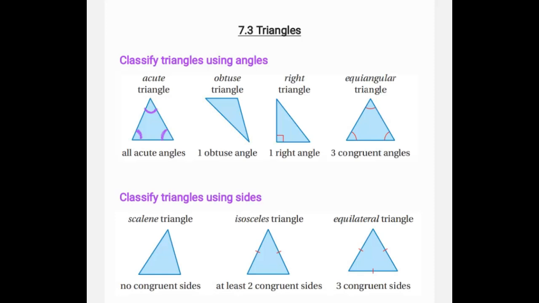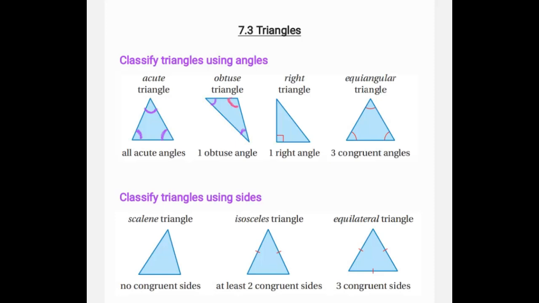The second triangle is called an obtuse triangle. As previously in 7.1, the definition of obtuse is anything that is greater than 90 but less than 180. In this case, we have an obtuse angle right here, greater than 90 but less than 180. Although these other two are acute, because one angle is obtuse, the whole triangle is called an obtuse triangle.